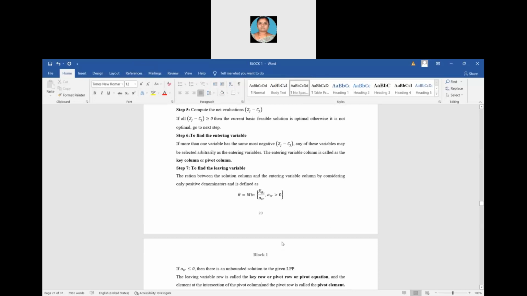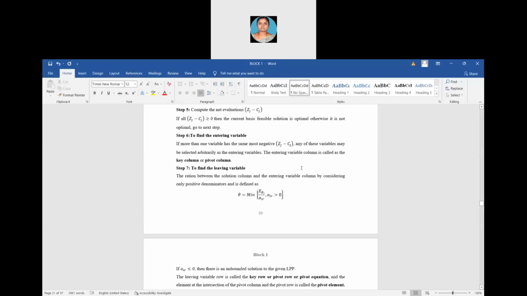What is our net evaluation? For the Zj minus Cj we are getting, we have to see what is our net evaluation value. We have calculated some value for Zj minus Cj, and that value you have to see. If it is greater than or equal to 0, the current basic solution is optimal. Otherwise, if it is not optimal, we have to go for the next step and find the entering variable. If more than one variable has the same most negative value, any of these variables may be selected arbitrarily as the entering variable.